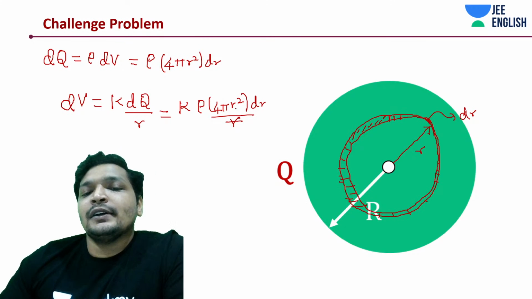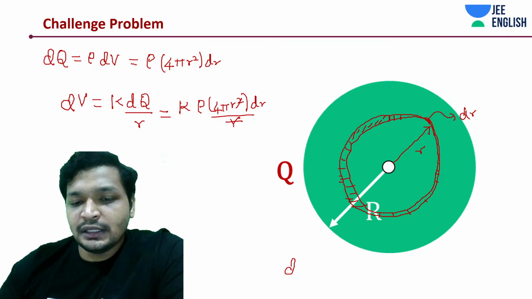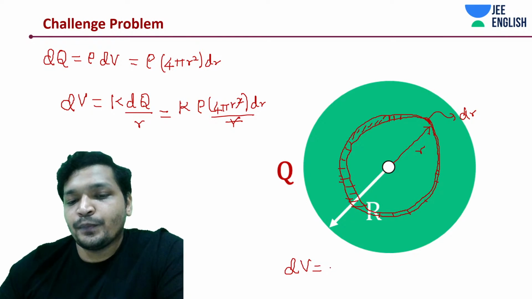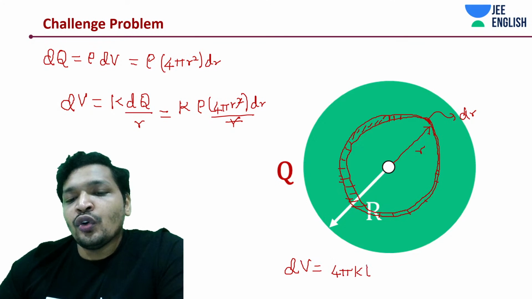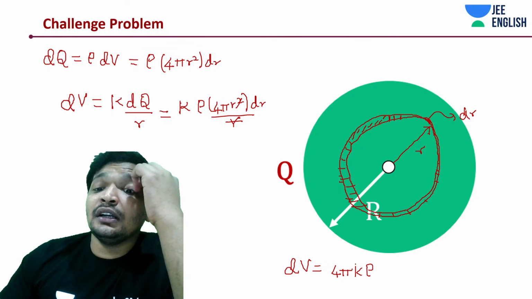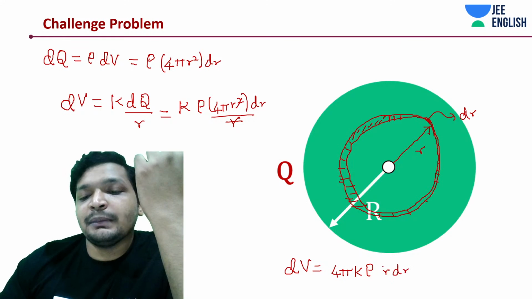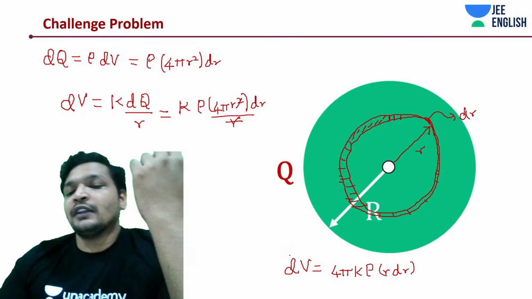So r would get cancelled out, so we'll get dv to be something like 4 pi k into rho, just taking out 4 pi k as common, and rho is also constant, so I'm just keeping r dr separately. We'll carry forward this equation.